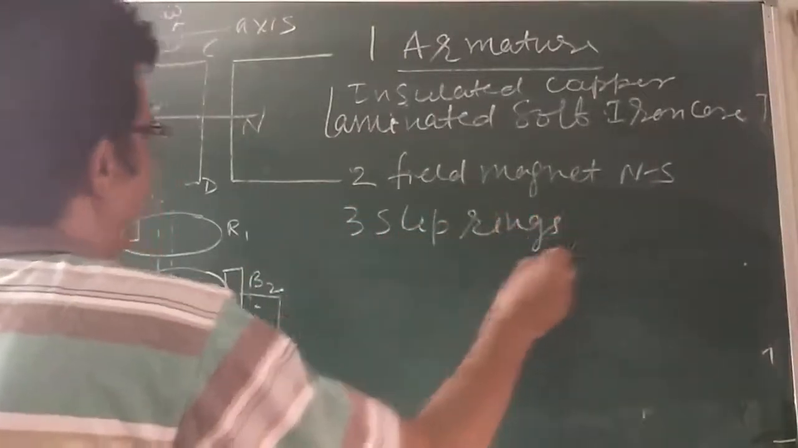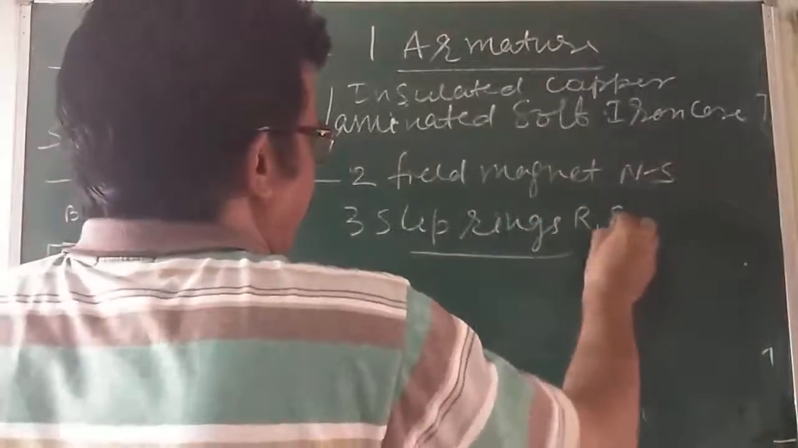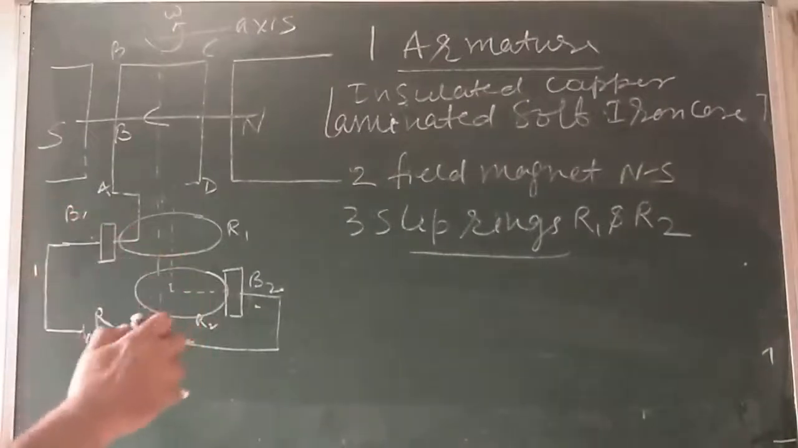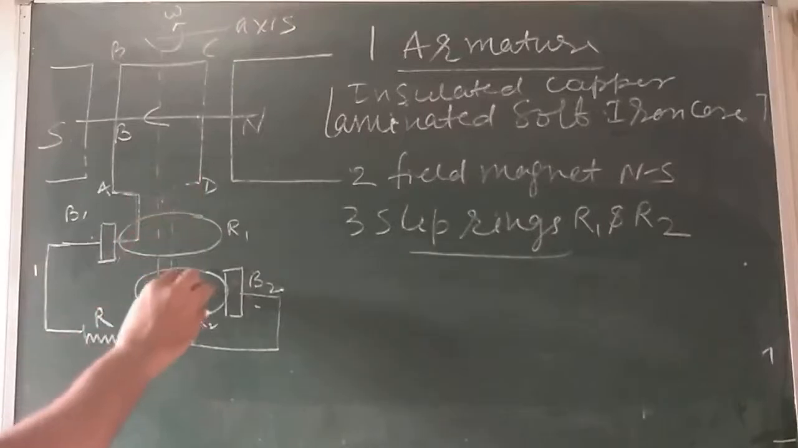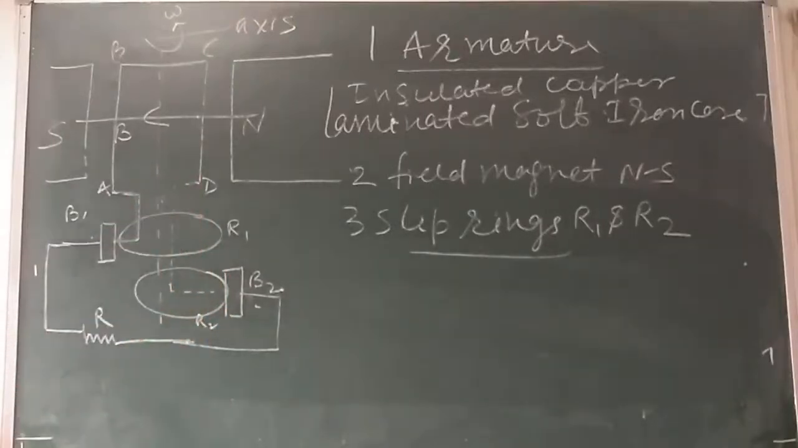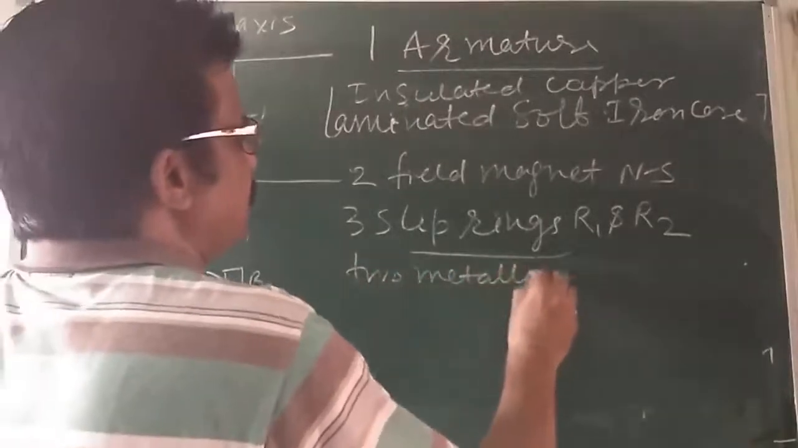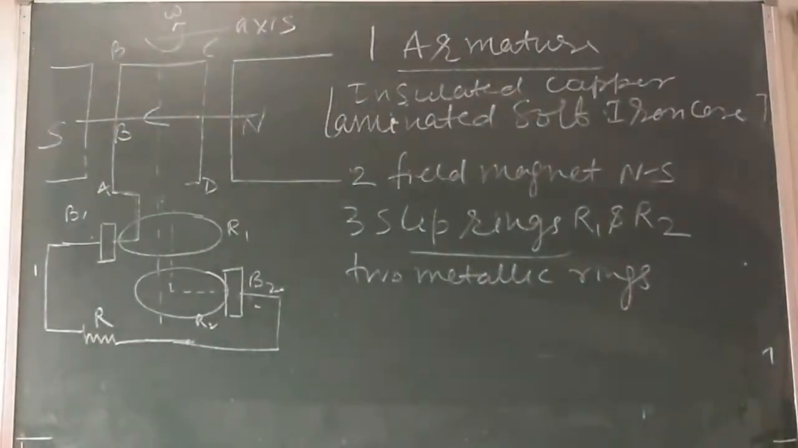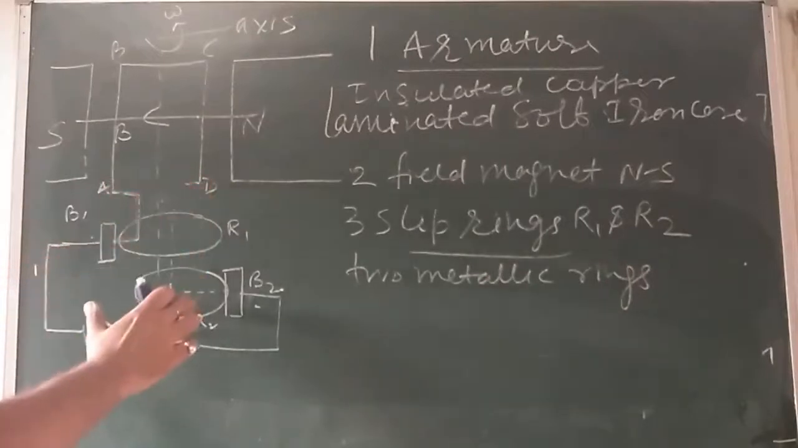Slip rings, that you can see here, R1 and R2. Here R1 and R2 are the two metallic rings to which the two ends of an armature coil are connected. One end is connected here to R1 and the other end is connected here. So these are the two metallic rings to which the two ends, one end this one and another end this one, are connected.